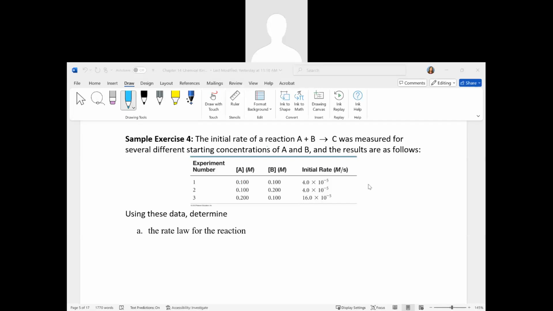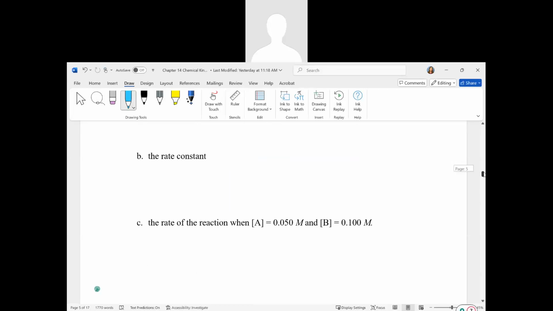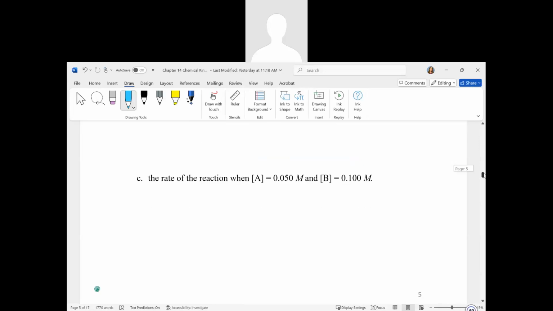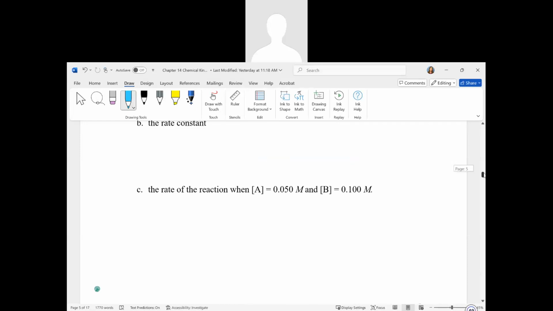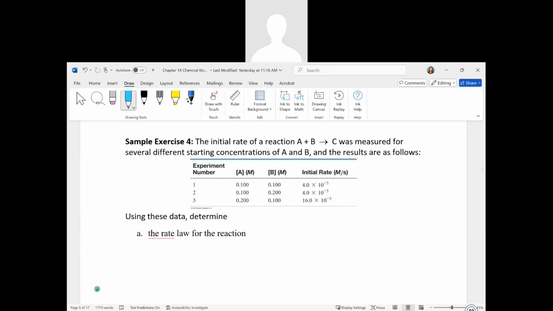Let's take a look at the next sample exercise from chapter 14, sample exercise 4. In this example, we are asked to find a few different things. First, we're asked to find the rate law for this reaction in part A. Then in part B, we're asked to determine the rate constant, which is K. And then in part C, we're asked to determine the rate of the reaction if we changed concentrations of reactants A and B. So let's take a look at what we have to start here.